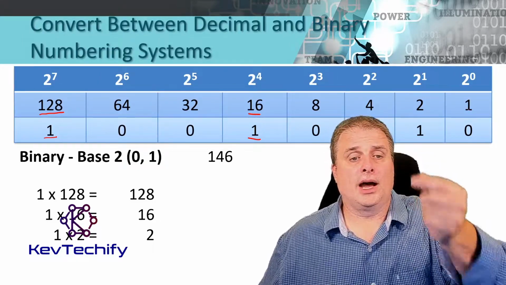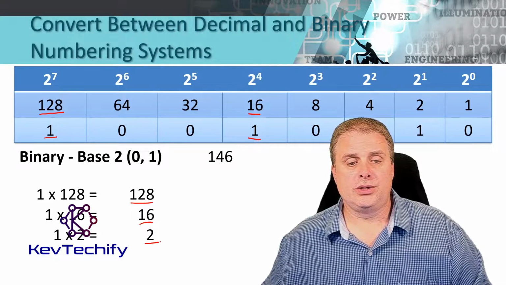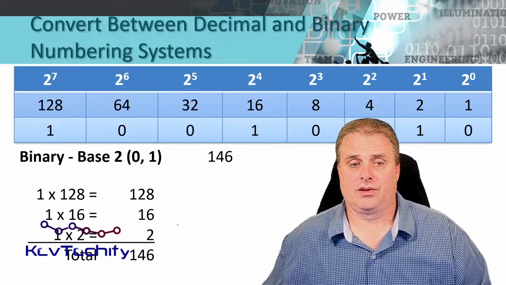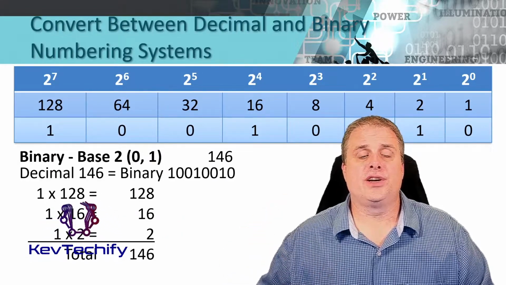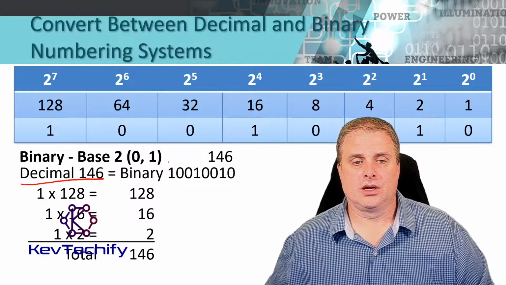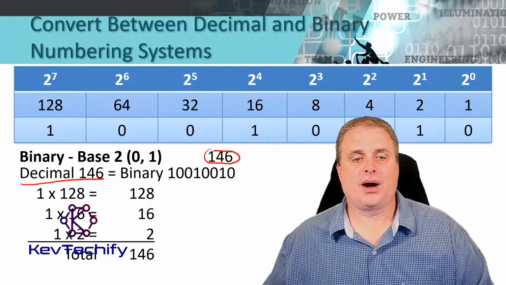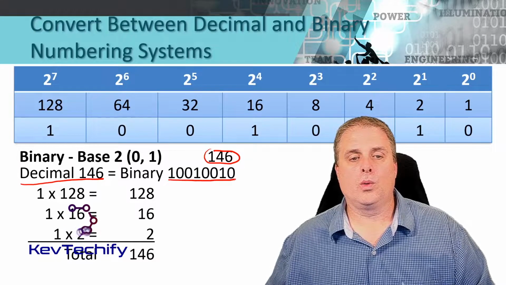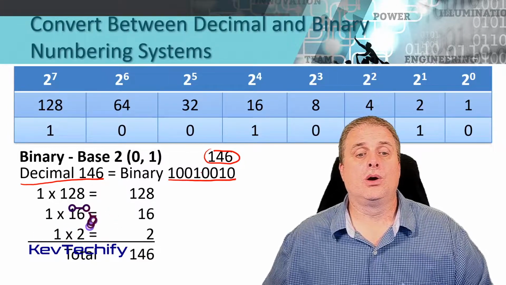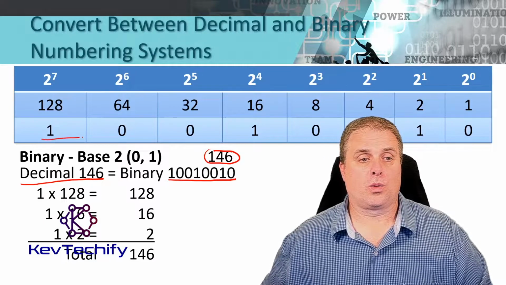Go through, and now we're going to add them up. We're going to add up 128, 16, 2, and that will give us a total of 146. And what we just figured out is decimal 146, that's what we started with right here, is equal to binary 10010010. That's what we calculated right here.